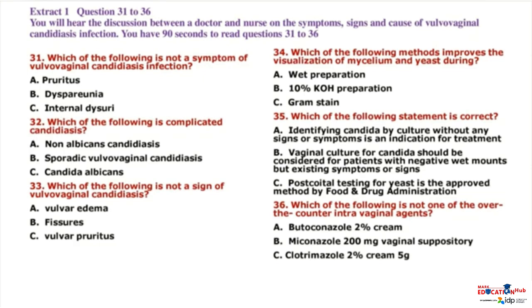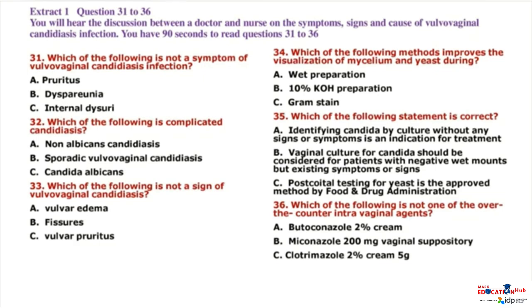Use of 10% KOH preparation in wet preparations improves the visualization of mycelium and yeast by disrupting cellular material that might obstruct the visualization of yeast or pseudohyphae. Examination of a wet mount with KOH preparation should be performed for all patients with symptoms or signs of vulvovaginal candidiasis. For patients with negative wet mounts but existing symptoms or signs, vaginal cultures for Candida should be considered. In case Candida cultures cannot be performed, then an empiric treatment can be considered.